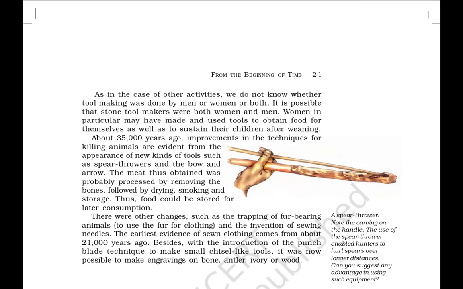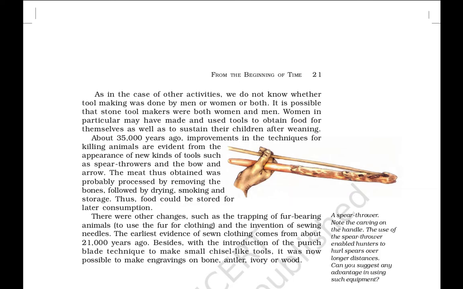As in the case of other activities, we don't know whether tool making was done by men or women or both. It is possible that stone tool makers were both women and men. Women in particular may have made and used tools to obtain food for themselves as well as to sustain their children after weaning.